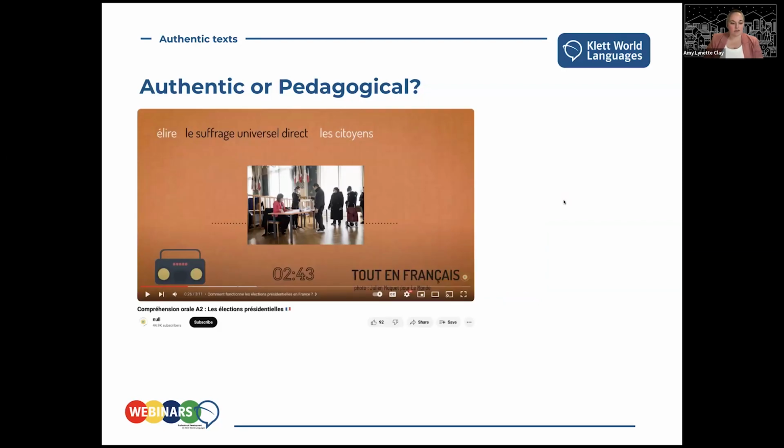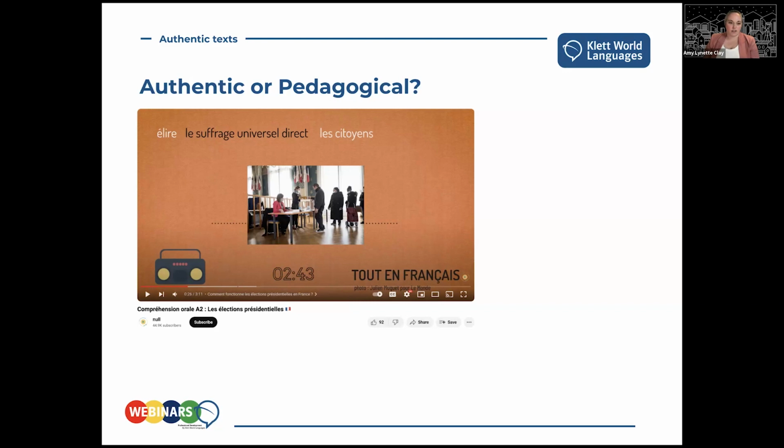All right, here's another one. This says oral comprehension A2, presidential elections. And it's a text that has images that pop up and it talks to us. It tells us all about the presidential election processes in France. So is this one authentic or pedagogical?